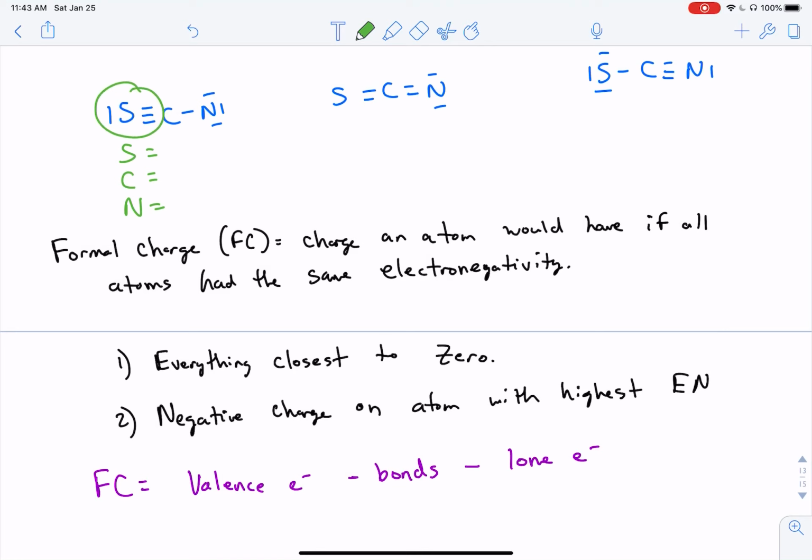So in this scenario on the left, S here is 6 minus 3 minus 2. So that's 1 plus. C is 4 minus 0. So that's 0. N is 5 minus 1 minus 6. So that is 2 minus. Give you a second to write that down.